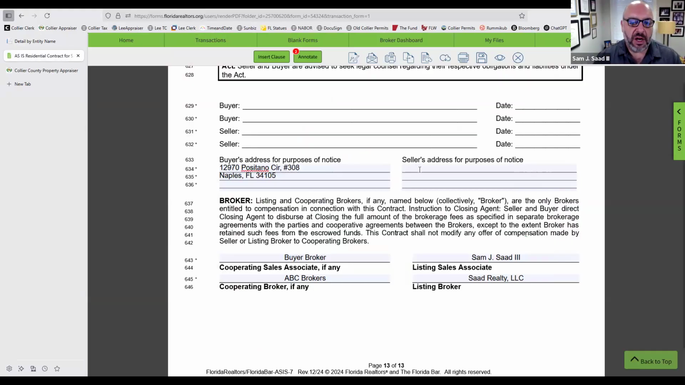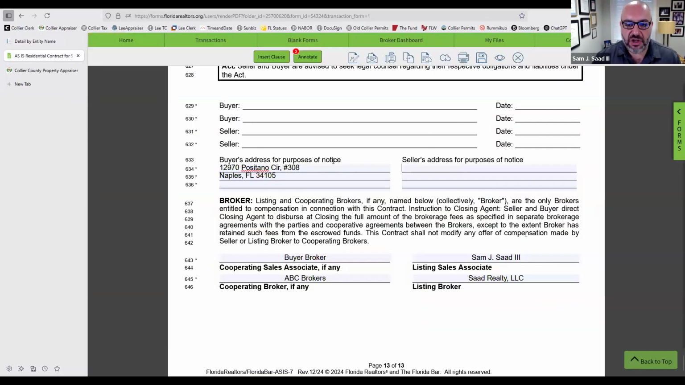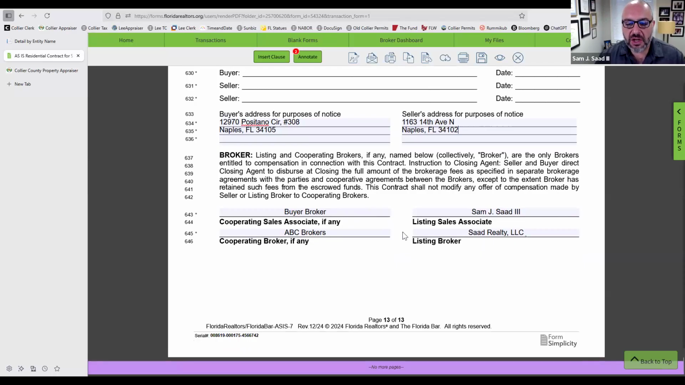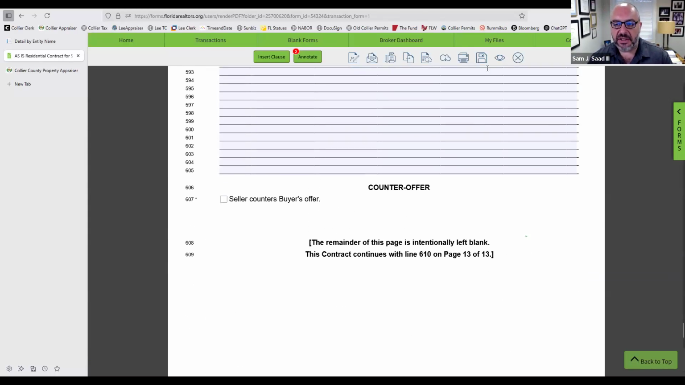Now, when you're writing an offer, you're probably not talking to the seller. How do you know the seller's address? We go back to the property card, and lo and behold, the seller's tax bill address is listed right here under their name on the property card. So we use that as the seller's notice address. In this case, it happens to be the property. And then we fill in our brokerage information here so we know who is getting credit for the sale. And lo and behold, we have a completely filled in FRBAR as is contract.